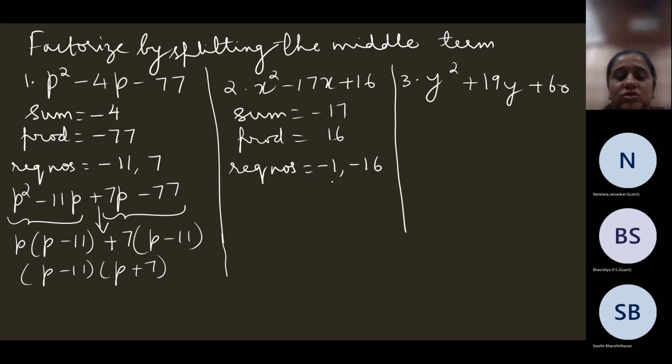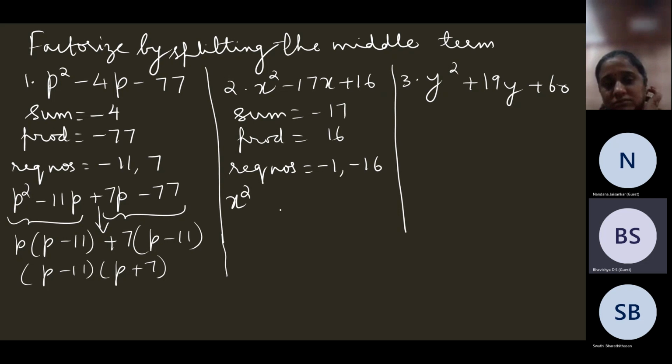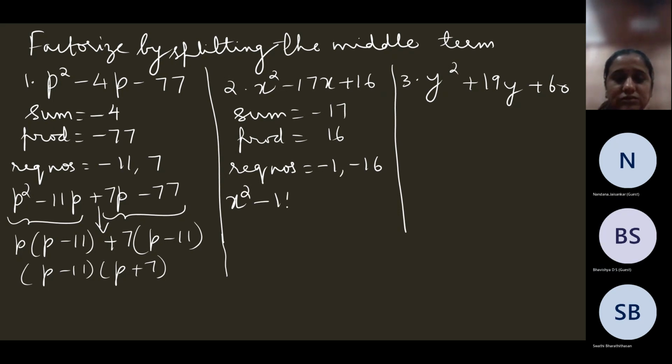Because when you multiply these two numbers, you will get plus 16. Minus into minus plus, 16 ones are 16. And the sum of these two numbers is minus 17. So Bhavishya, which one have you written first? Minus 1x or minus 16x? Minus 16x, ma'am. Okay. Then you can write minus 1x as simply minus x also.